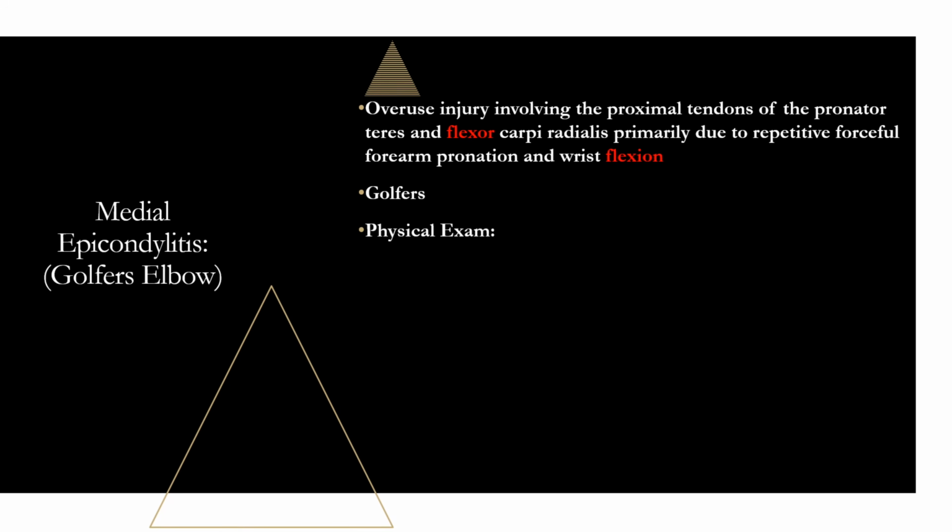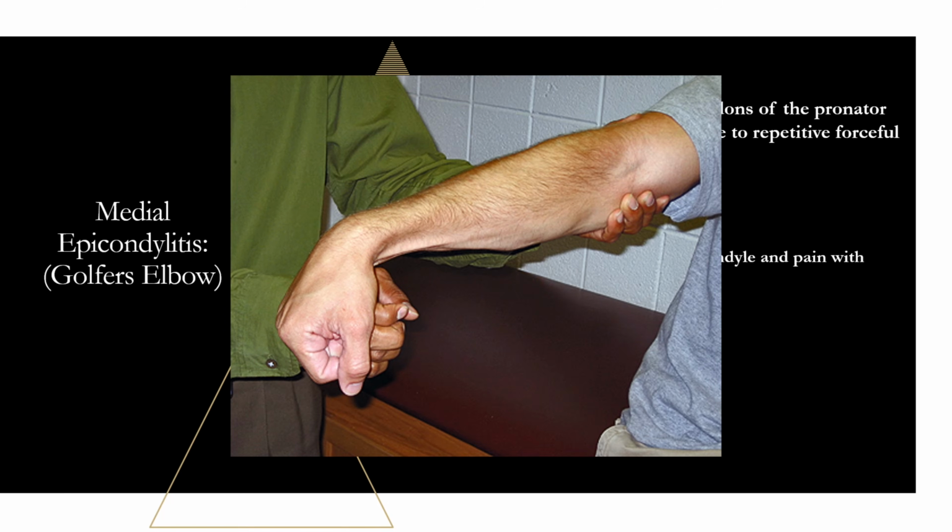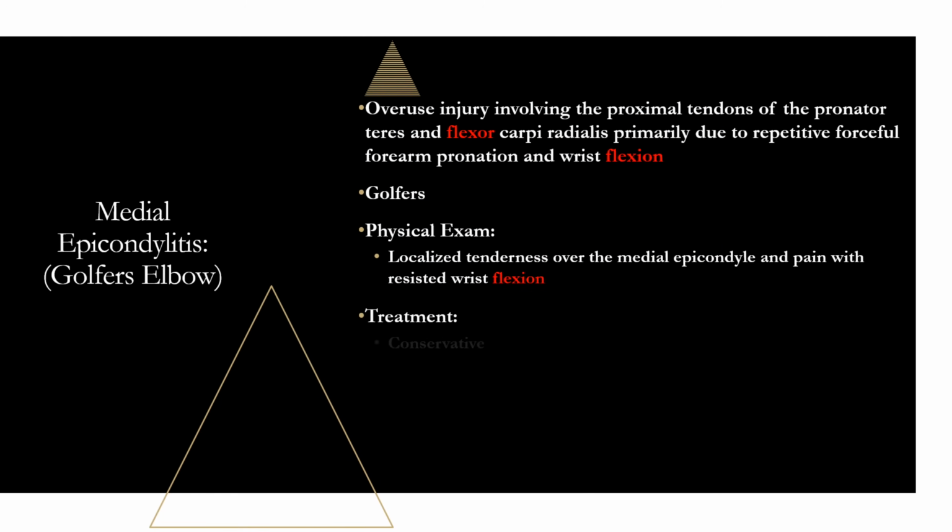What they're going to have on physical exam is localized tenderness over the medial epicondyle and pain with resisted wrist flexion. So the opposite: flexion, flexion, flexion. We can take a look here at pain with resisted flexion. You're holding them from flexing in, and they're having pain. Treatment is the same as in lateral. This is conservative: NSAIDs, activity modification, steroid injections, counterforce braces.